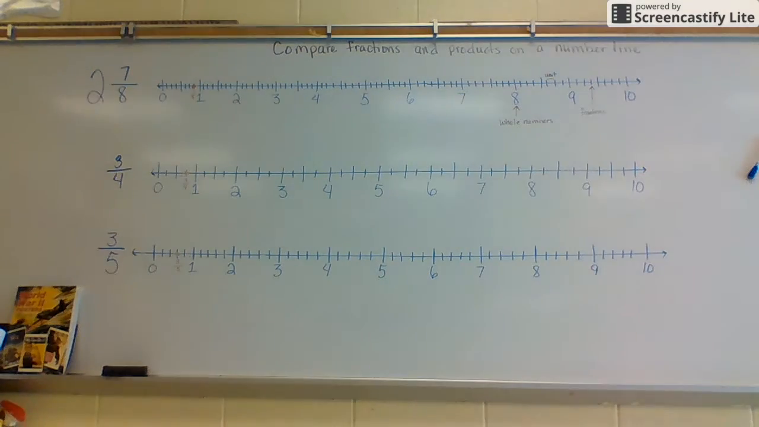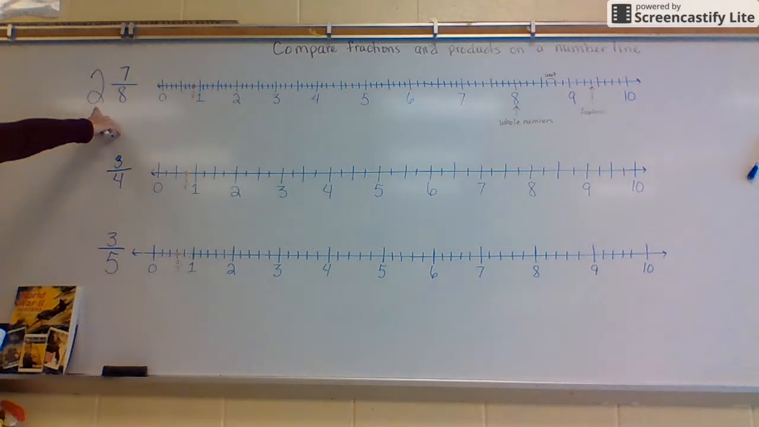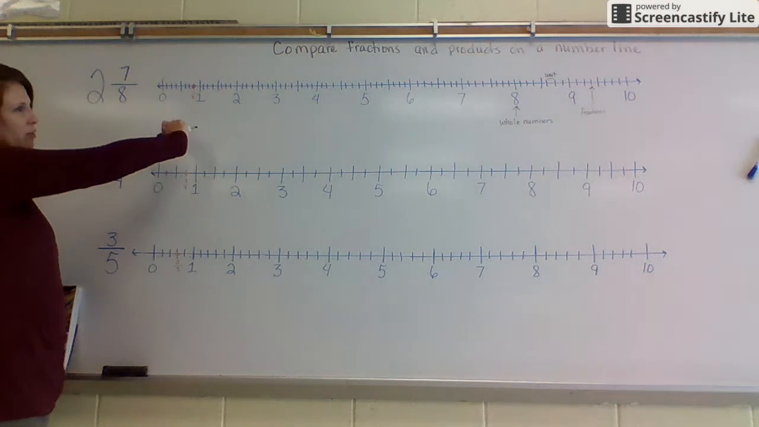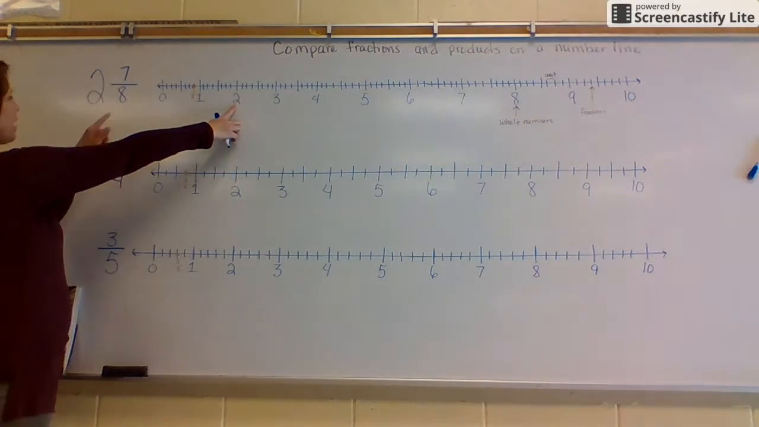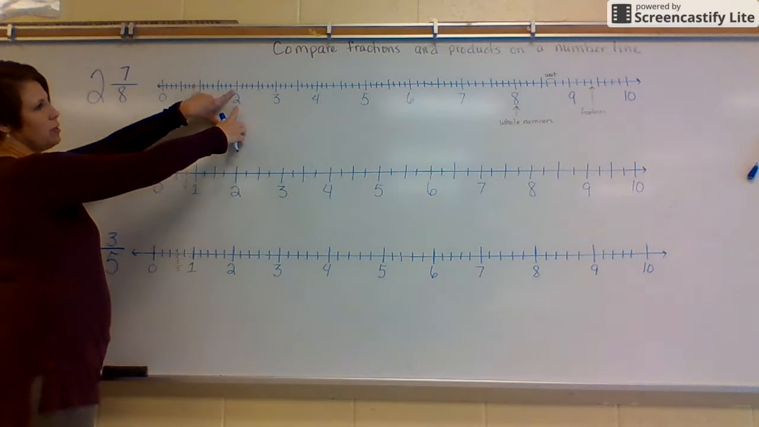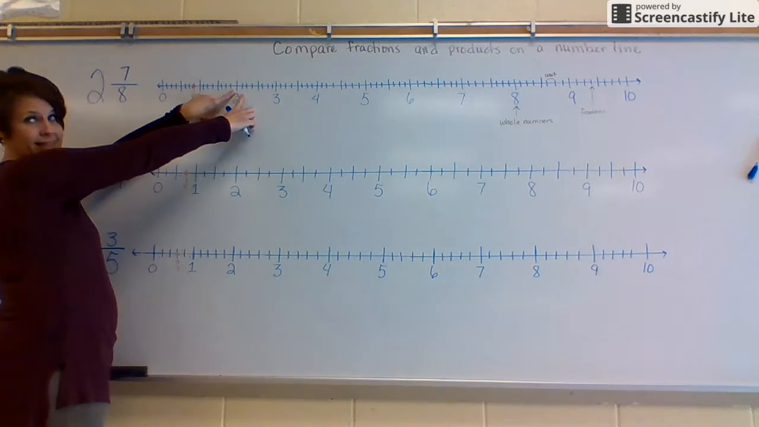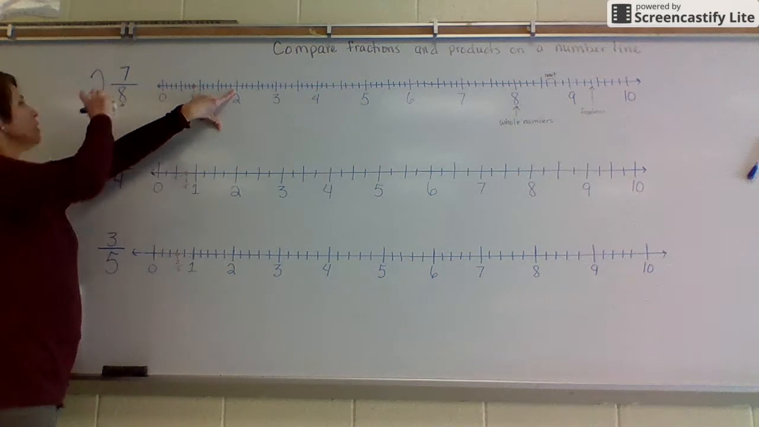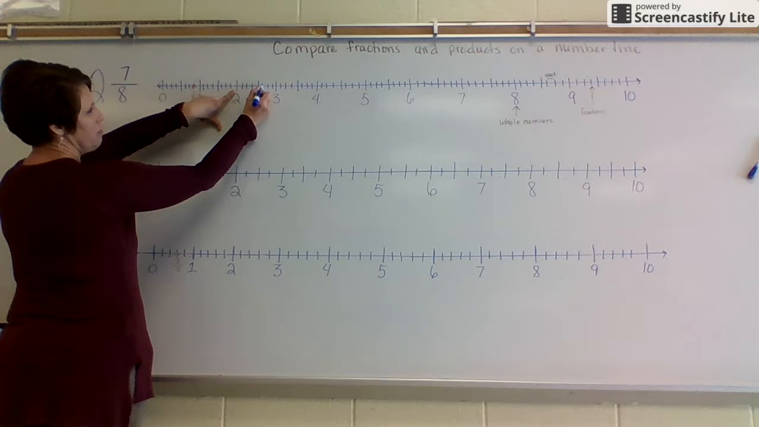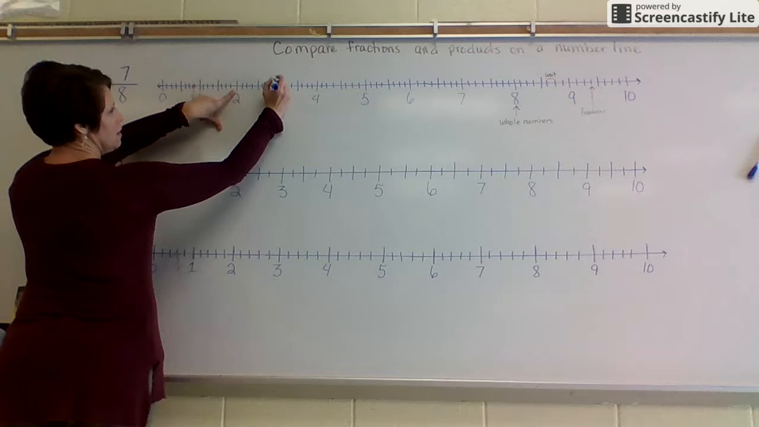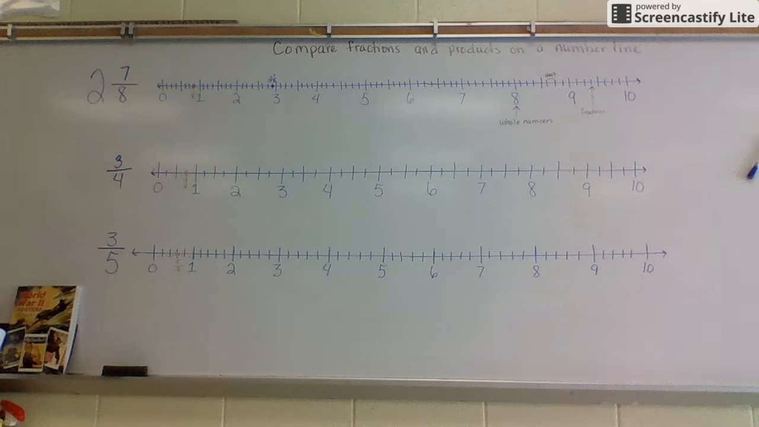So we did 7/8 here, but we have a whole number 2. So we have to go find that whole number. Can you put your finger on your whole number 2? Right here. And then we've got to find our 7/8. So here's our whole number 2. How many units are between 2 and 3? 8. And so we have to count over, according to our numerator, how many? 7. So 1, 2, 3, 4, 5, 6, 7. That is 2 and 7/8. 2 and 7/8.